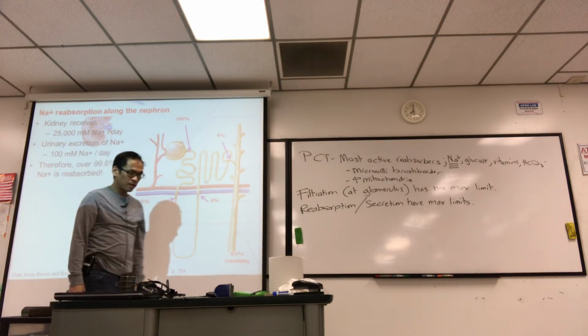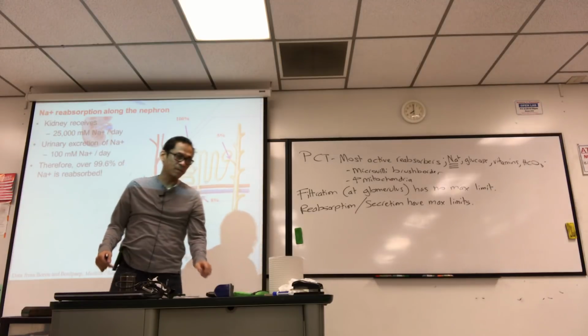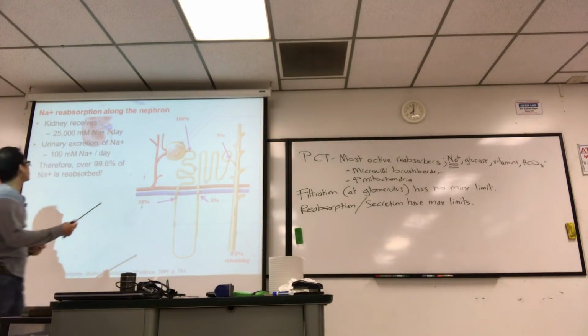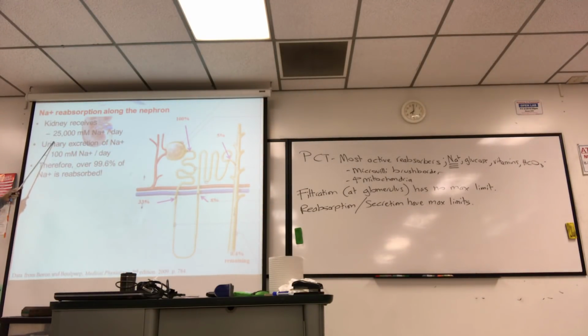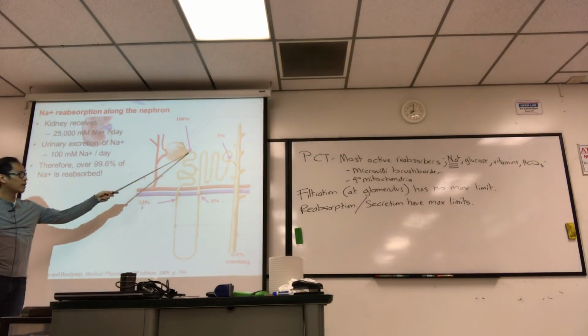Okay, I have this figure here to put some numbers to sodium. The kidney receives 25,000 millimolar sodium daily. That's how much it's filtering. The question is, that 25,000 is your 100% right there, right?